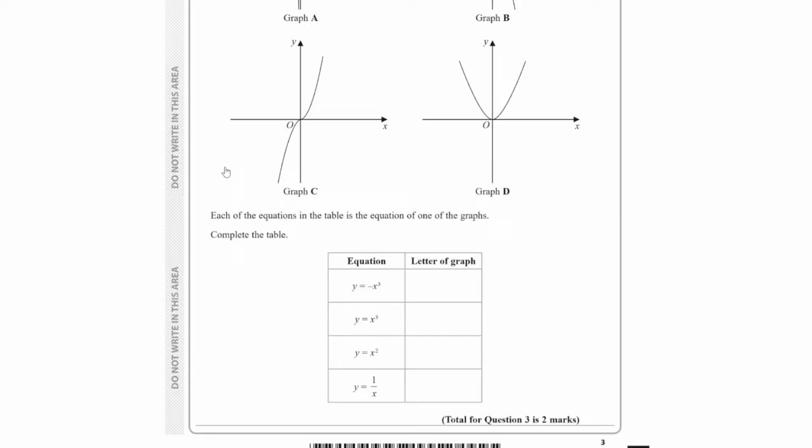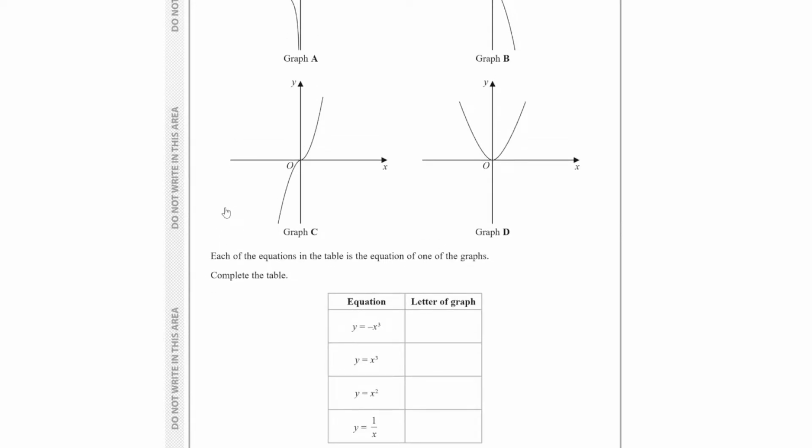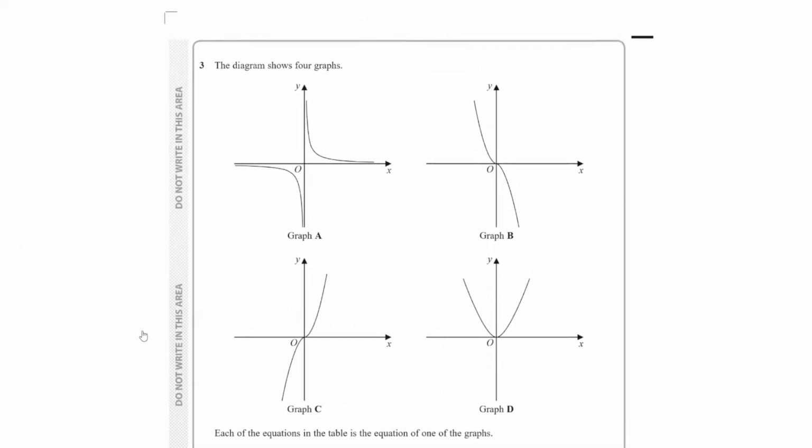So we just have to match them up. Some of them are, I guess, easier than the others. I feel like the most obvious one is probably D. That one's obviously a quadratic, isn't it? Then the reciprocal one is this one at the top, A, where it's got 2 curves, these 2 lines here. That's 1 over x, the reciprocal.